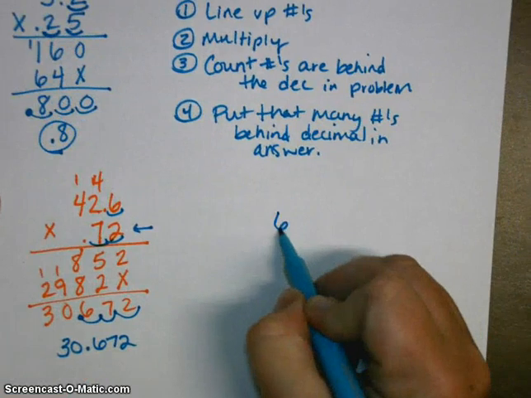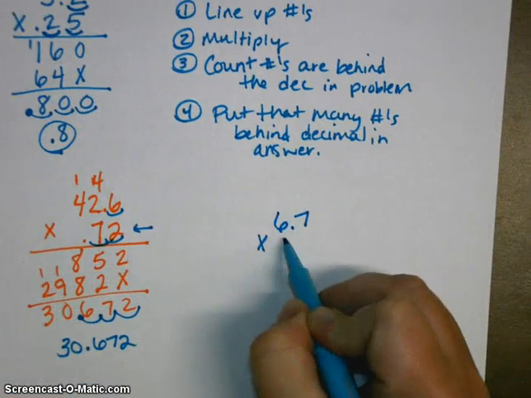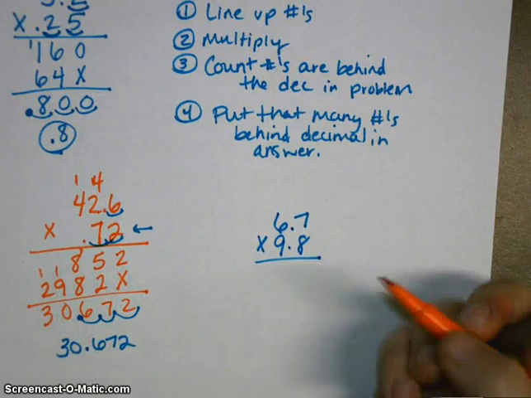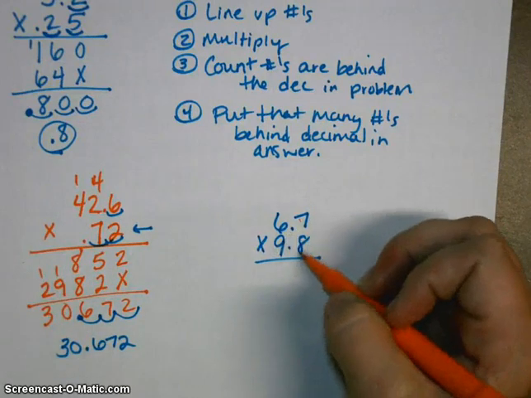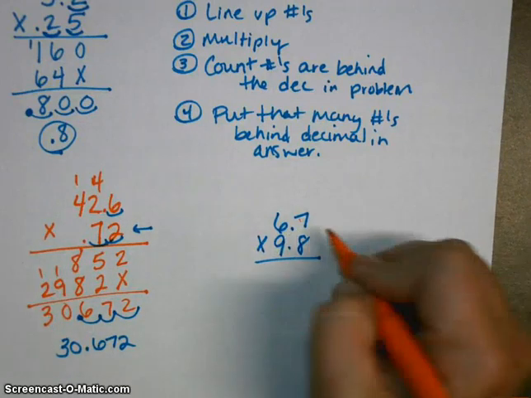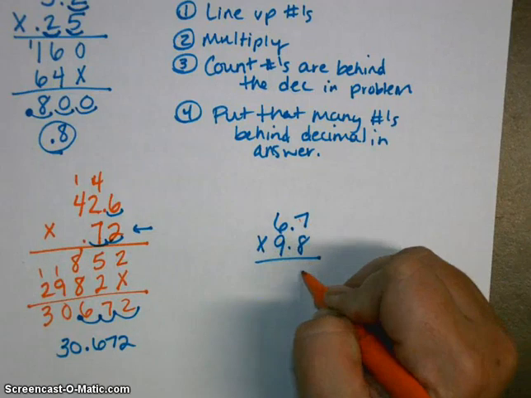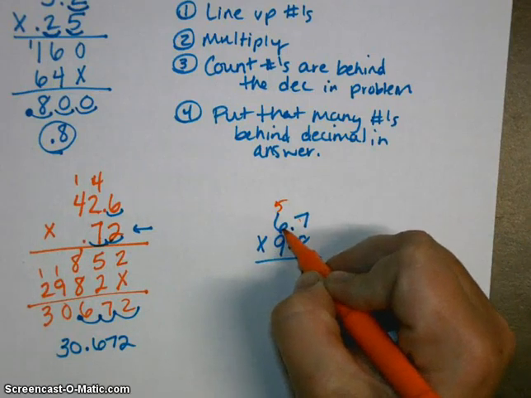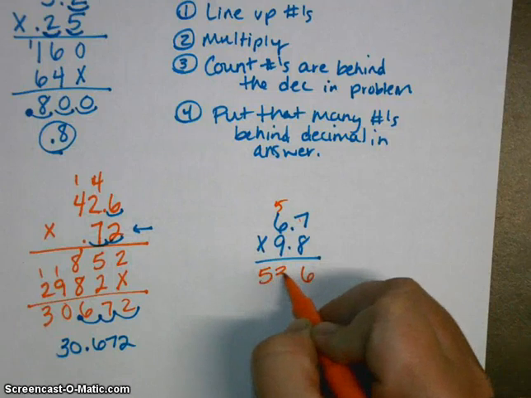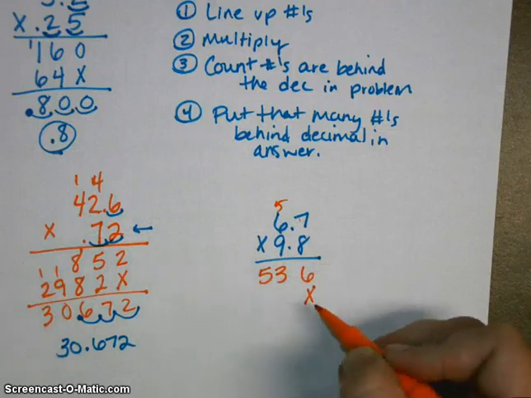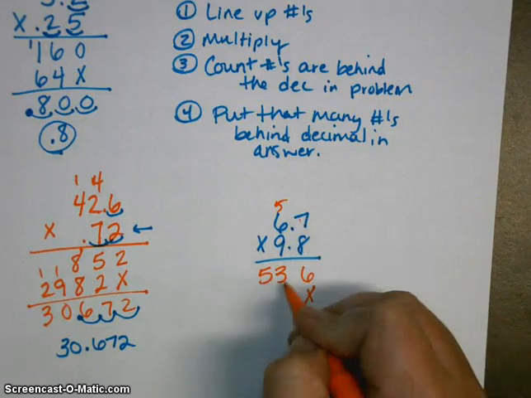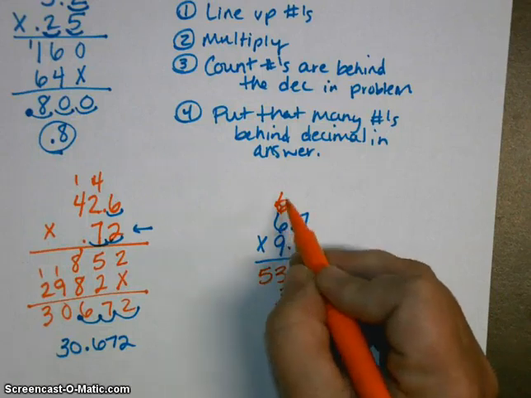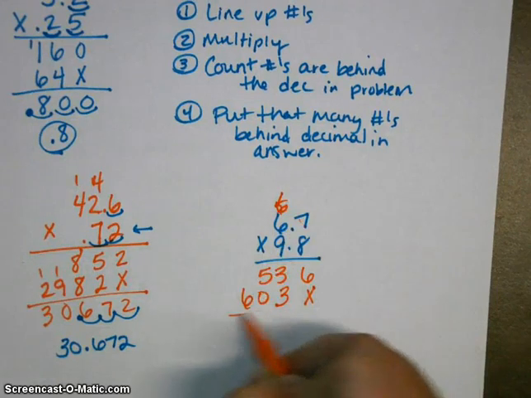Let's look at 6.7 times 9.8. This time I did line up the decimals just because it happened that way, but I lined up my numbers. 7 times 8 is 56. 6 times 8 is 48, plus 5 is 53. Placeholder, X or 0. 9 times 7 is 63. 9 times 6 is 54, plus the 6 is 60.